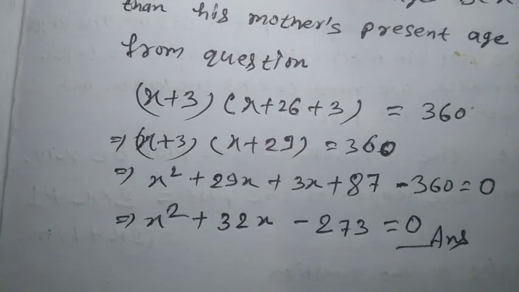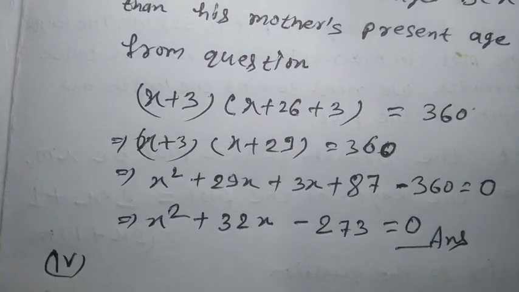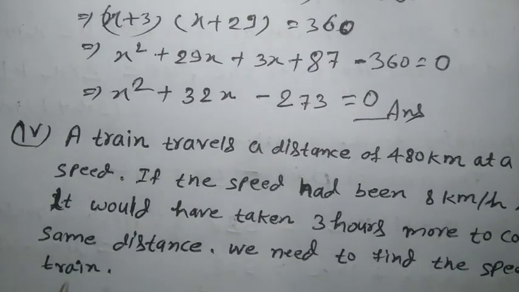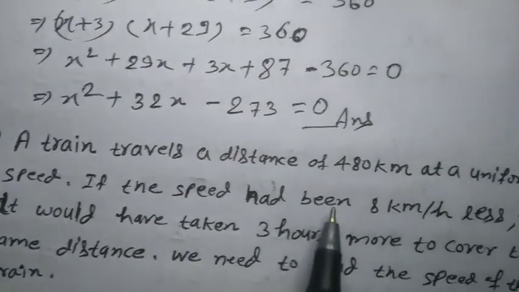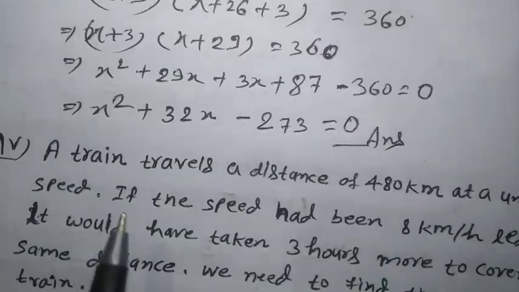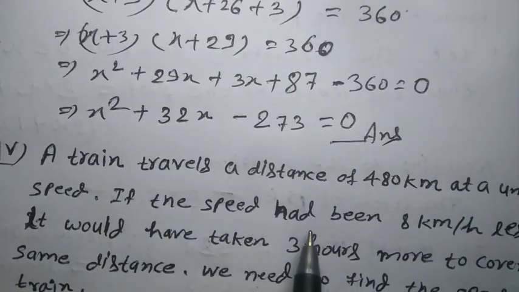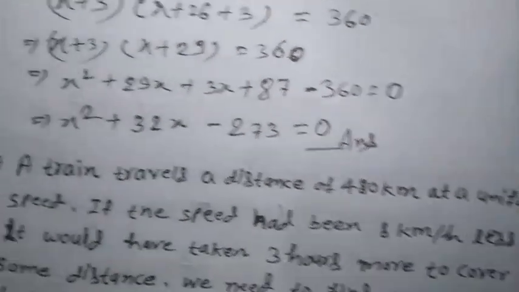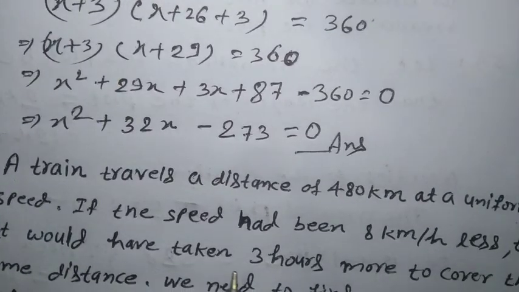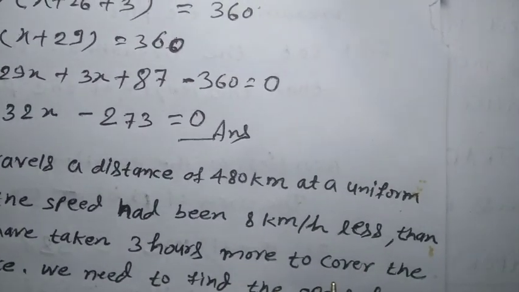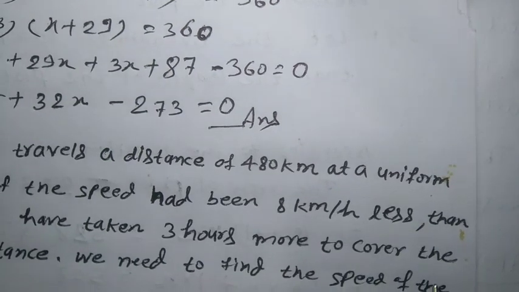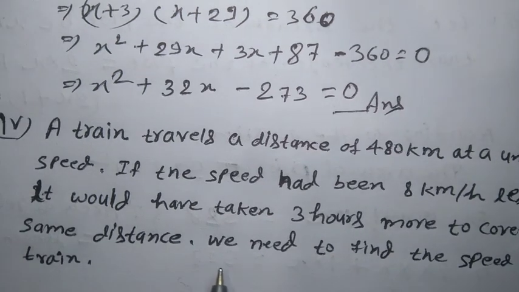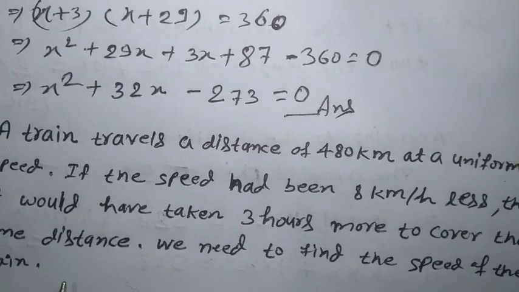Now the last question of question number 2, question number 4. Now question number 4 is a train travels a distance of 480 km at a uniform speed. If the speed had been 8 km per hour less, then it would have taken 3 hours more to cover the same distance. We need to find the speed of the train.